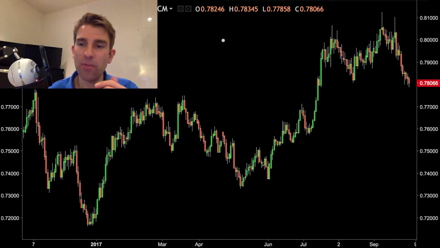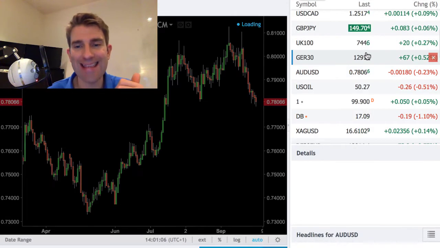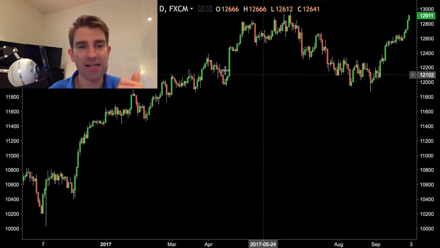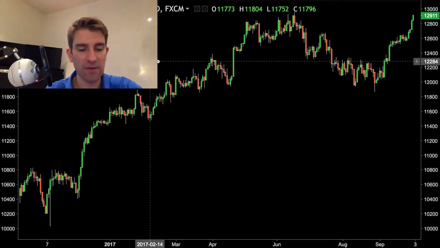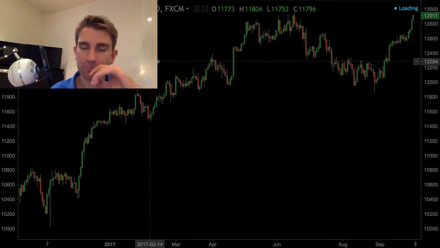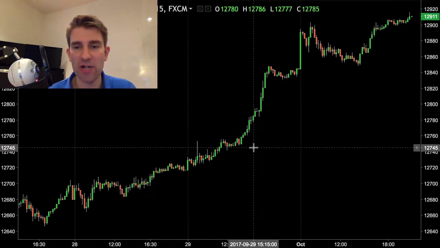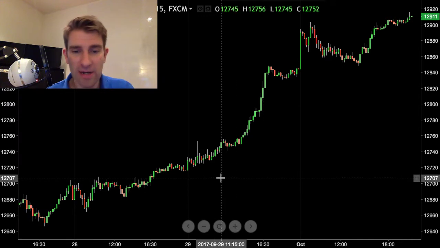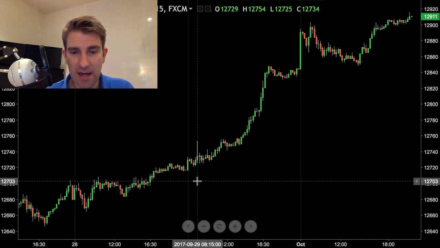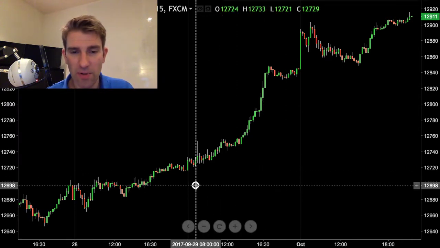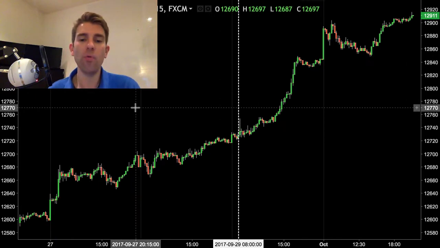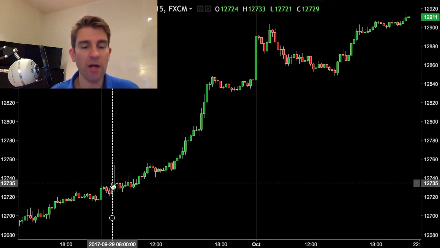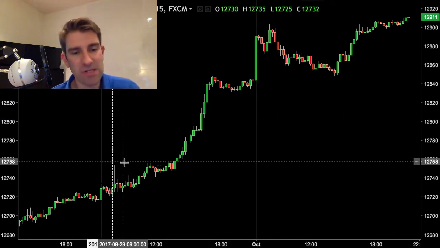Let's have a look at an example on one of my favorite indexes, the DAX, and I'm going to look at a day trading perspective on a 15-minute chart, and a strategy that I actually do quite like to trade, and let's talk about it. So I'm going to put a vertical line in here for the open.